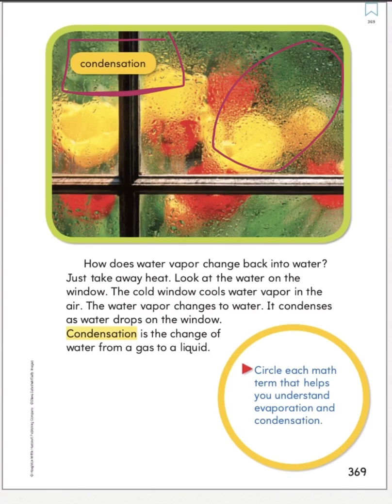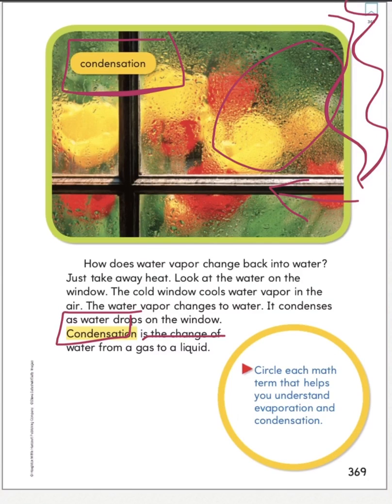Look here on the window. It was all over the place. It was water vapor. When it touched the cold surface of the window, it lost its heat and became liquid. So look here with me. Condensation is the change of water from gas to liquid. It's the opposite of evaporation.